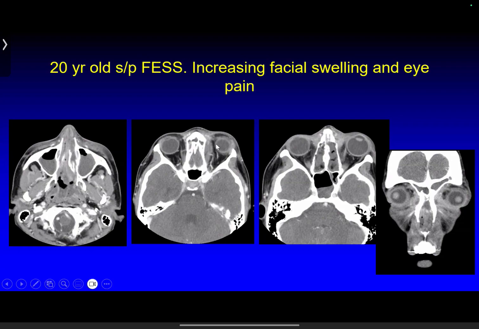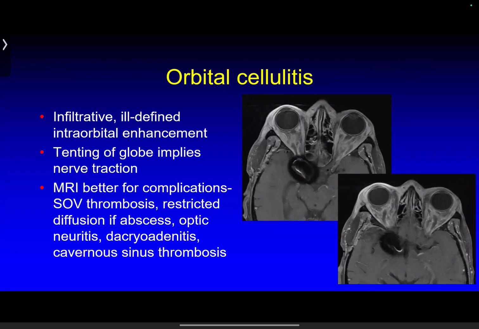subperiosteal phlegmon likely. And further down, there was diffuse soft tissue thickening along the medial canthus, and on the coronals, you can see these tiny rim-enhancing fluid collections within this enhancing soft tissue, consistent with bilateral dacryocystitis. So orbital cellulitis on MR is better evaluated, and you will see infiltrative, ill-defined intraorbital enhancement, as you can see over here, with proptosis. If you have tenting of the globe, it implies nerve traction and is an emergency.